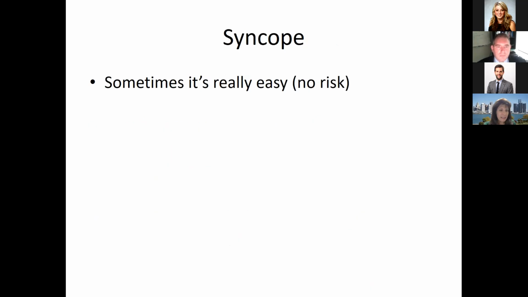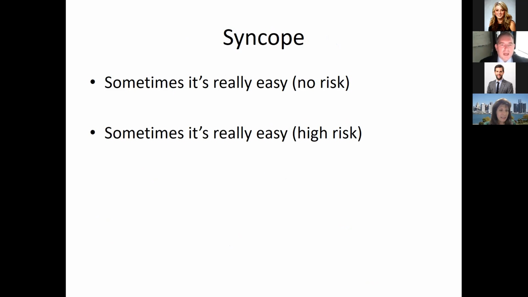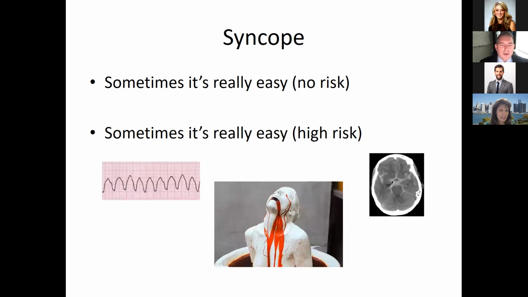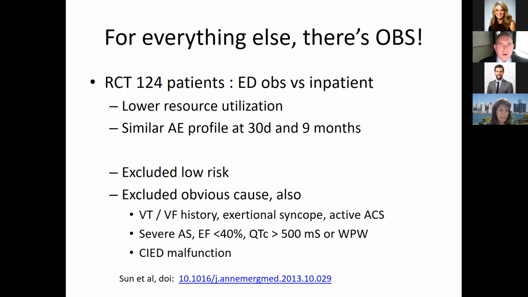So syncope is really easy sometimes for those that are no risk. Sometimes it's really, really easy for those that are high risk. If you've got the sawtooth pattern, if they're redecorating the ED bay in scarlet, or the CT scan with worst headache of life is clear, well, great. We don't need risk stratification schemes for this. We don't need decision scores. And that's one of the problems with some of the early work that was done with syncope, is it included the really, really easy high risk people in deriving the decision scores.